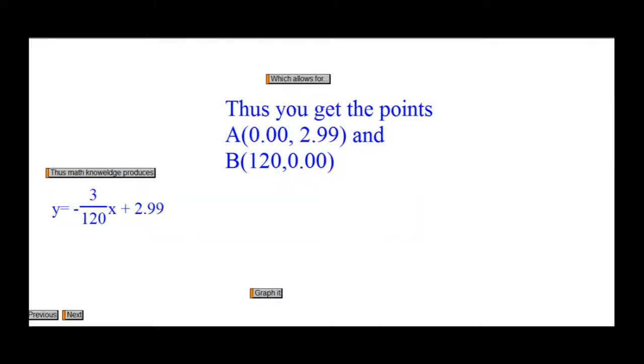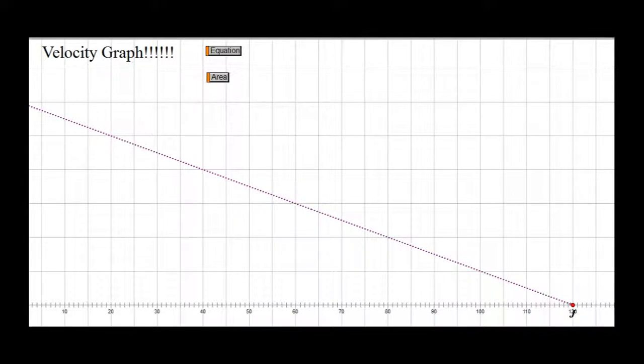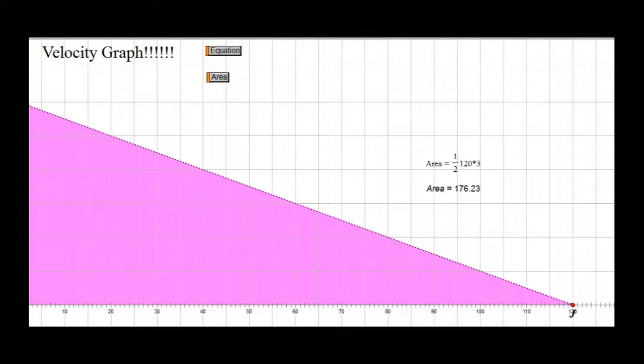Now let's graph it. Okay, so here's our velocity graph. So you can see we have our equation in there. And now we know that if we can calculate the area underneath our line, we will get the distance traveled in that time period. So, as you can see, we formed a triangle. And we know that the area of a triangle is 1/2 base times height. We have a base of 120 seconds and a height of 3. Thus, we can calculate the area to be 176.23 meters.